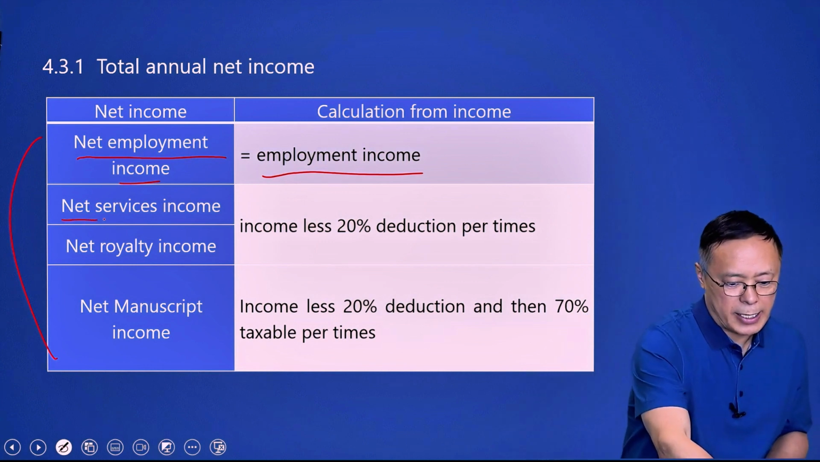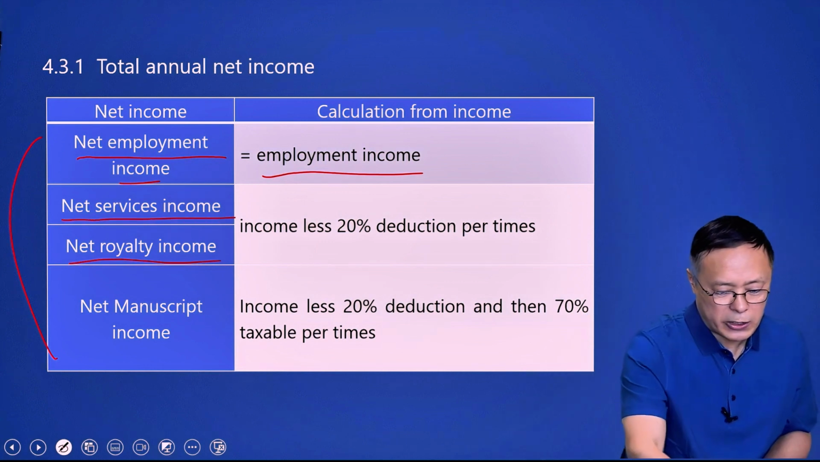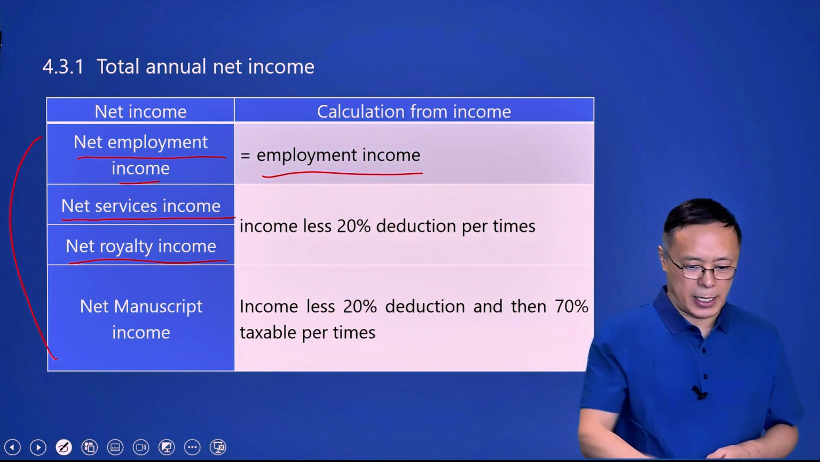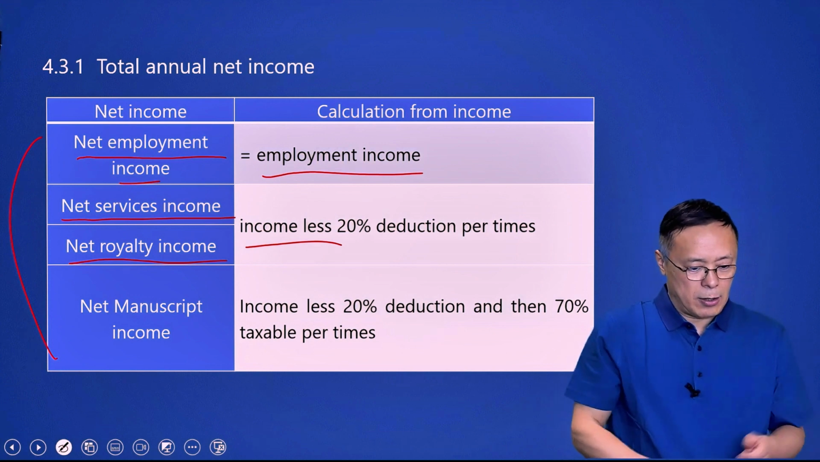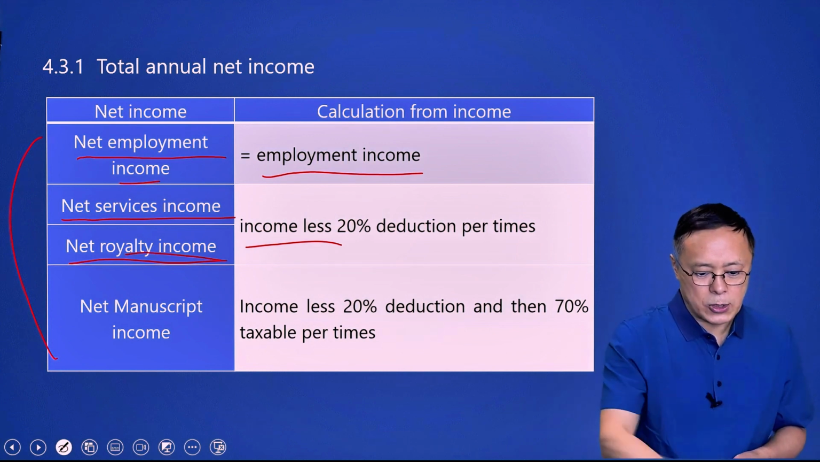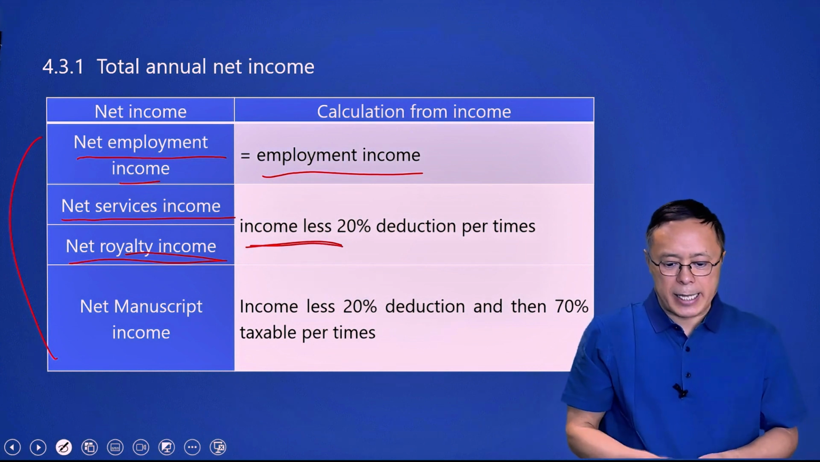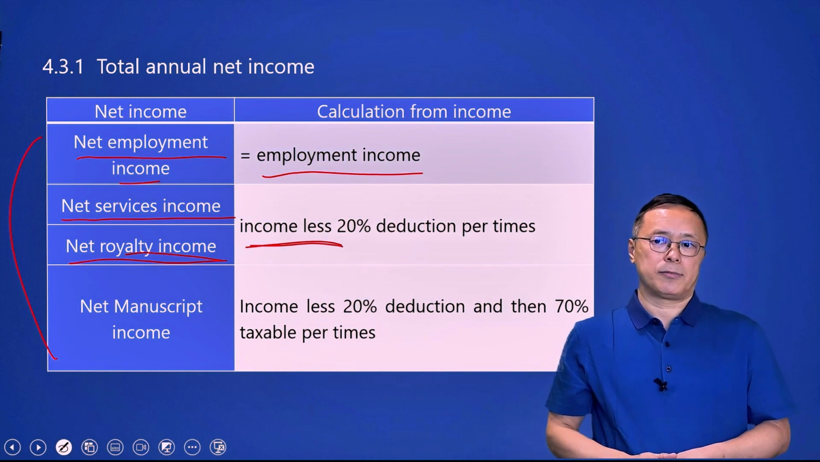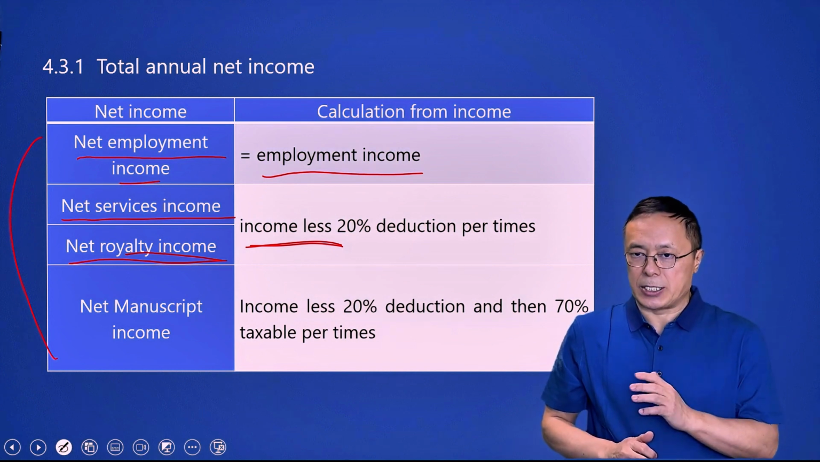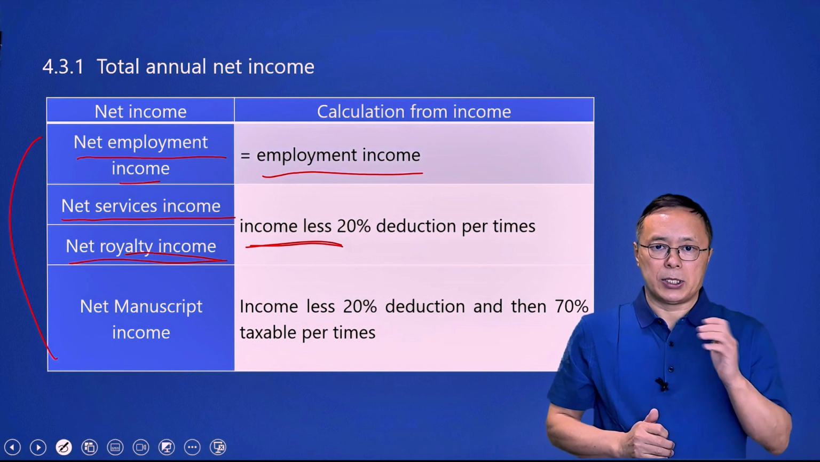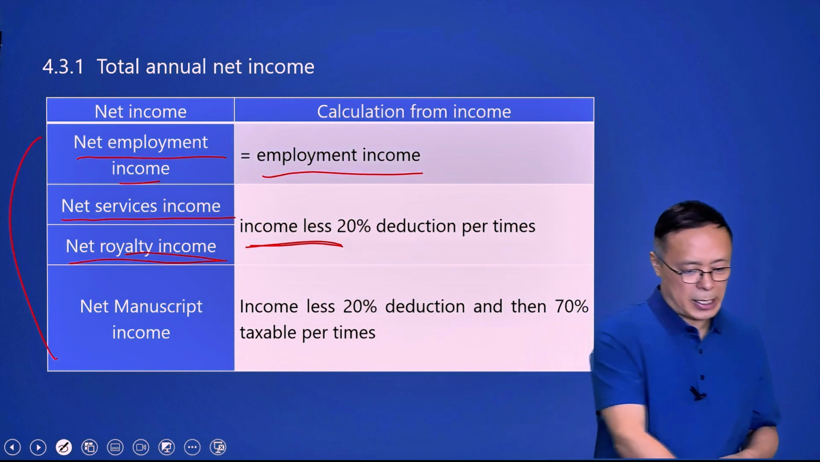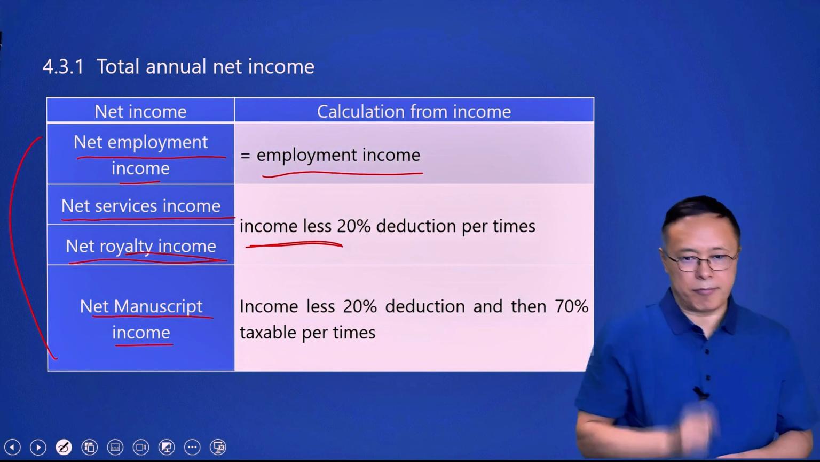Then, take a look at net services income and net royalty income. Both of them have the same deductions. It means that net services income or net royalty income equals income less 20% deduction per times. Allow for 20% deduction from the full amount of income, using the deducted amount as net income. Finally, take a look at net manuscript income.